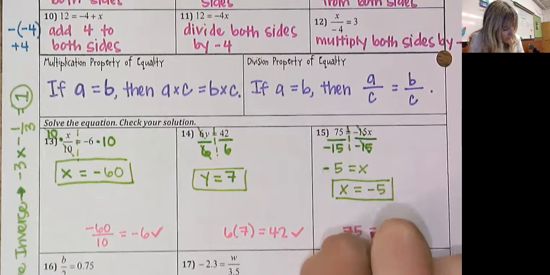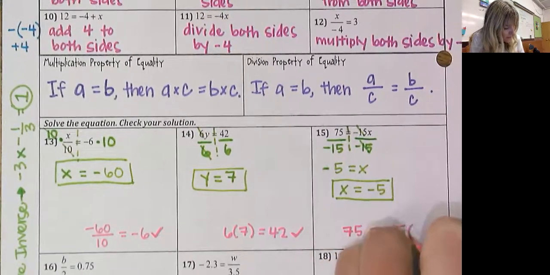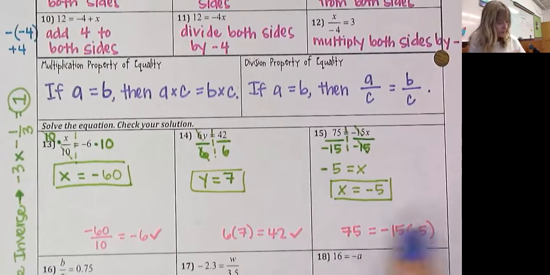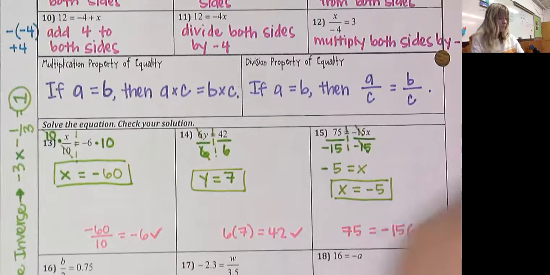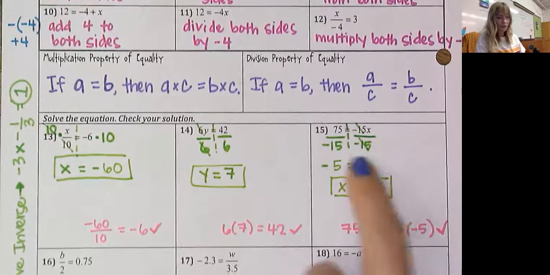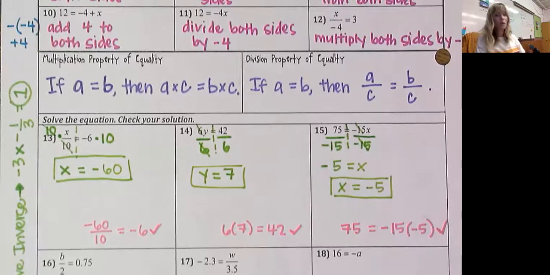75 equals negative 15 times negative 5. Is that true? Yes, because a negative times a negative takes me back to a positive. You can also start to see as all the negatives get involved how some of these would be really tricky to do in our heads because we tend to mess up the signs if we don't lay it out for ourselves with the inverse operation. Show the inverse operation. Show it.